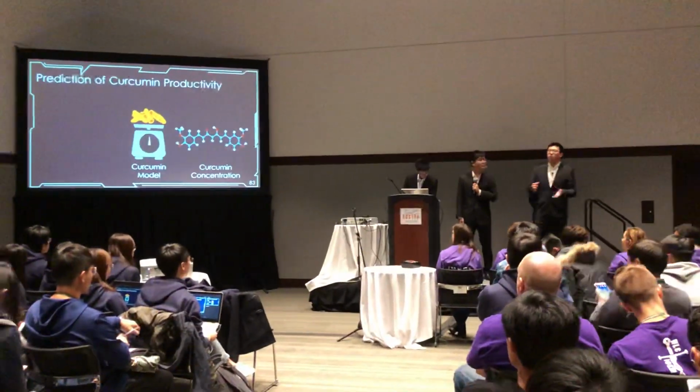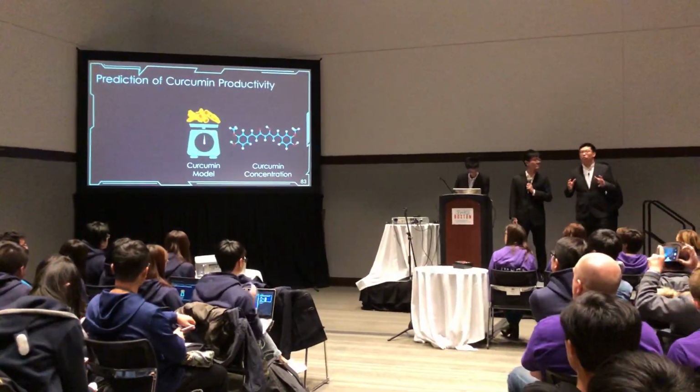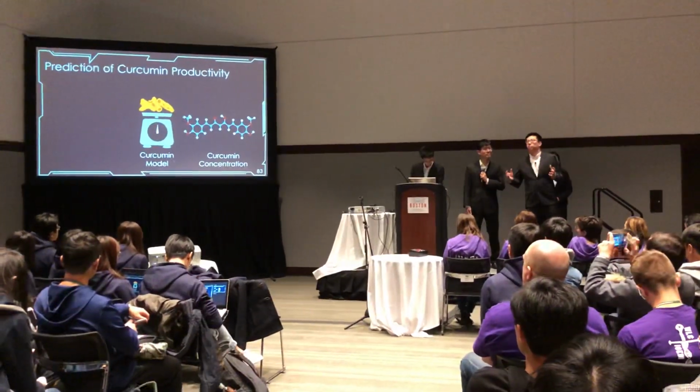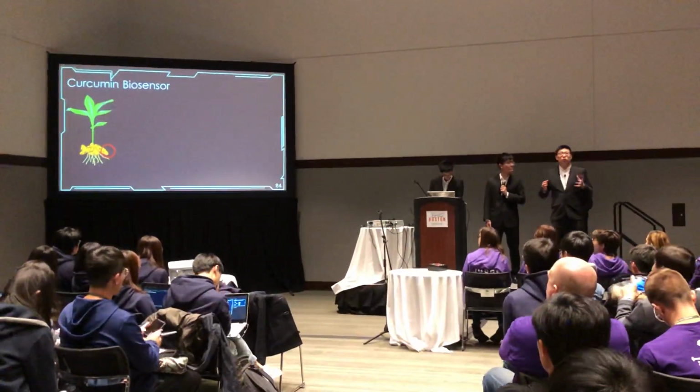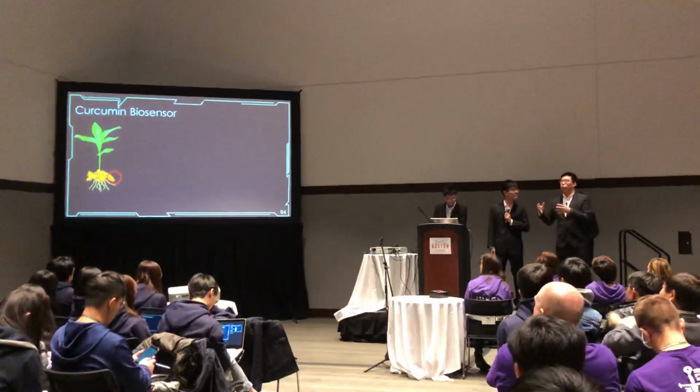From this model, we can determine our final curcumin yield based on the total amount of fertilizer used up until this point. And finally, we need to be able to measure the amount of curcumin in our plant. But we didn't want to harm our plants by pulling them out of the ground too early.